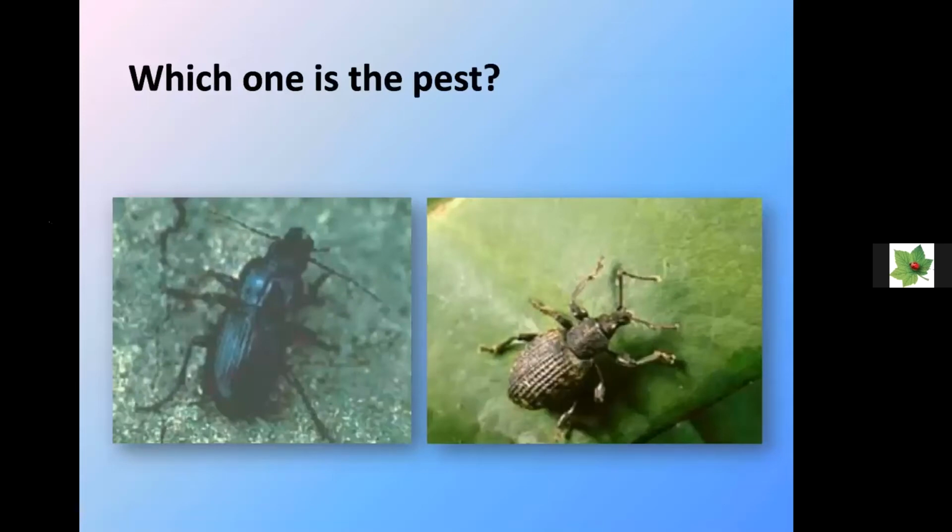So this is a fun one, trying to know which beetle is the pest, because they can get very confusing for many different people. So we have the ground beetle and the root weevil. The root weevil is one of our big pests that we have here in the Northwest. We see them a lot going after rhododendrons.